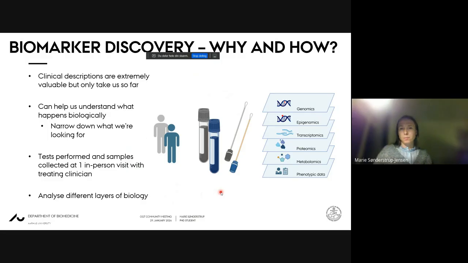basically one in-person visit with the patient's treating clinician, where some specific tests can be performed, and blood sample collection and buccal swab. Buccal swab is on the inside of the cheek. And with these two relatively simple biological samples, we can analyze a lot of different layers of the biology and correlate this with the clinical data.